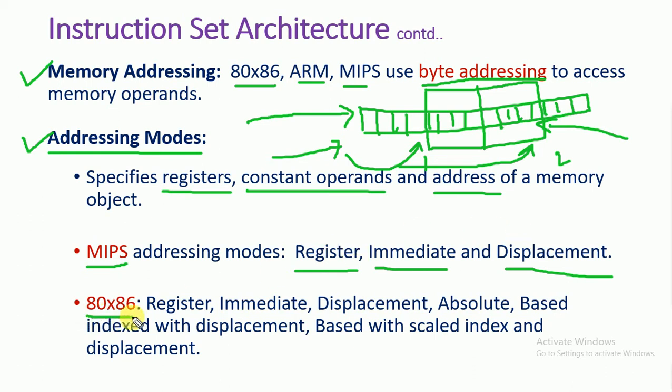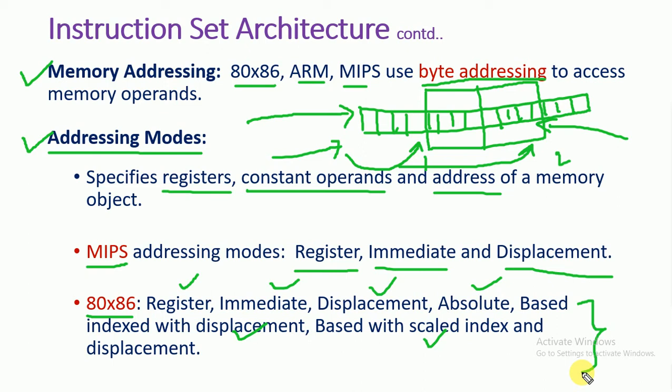Then 80x86 uses some more addressing modes along with register, immediate and displacement. So it also uses register, immediate and displacement. It also uses absolute addressing mode, then based indexed with displacement, and based with scaled index and displacement. So some additional features have been added to the 80x86 processor, giving several other options for creating the addressing modes of the instructions used with 80x86.